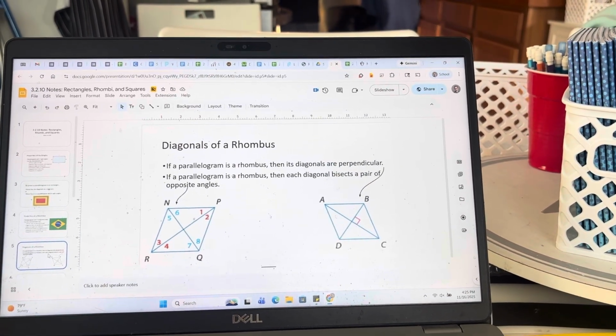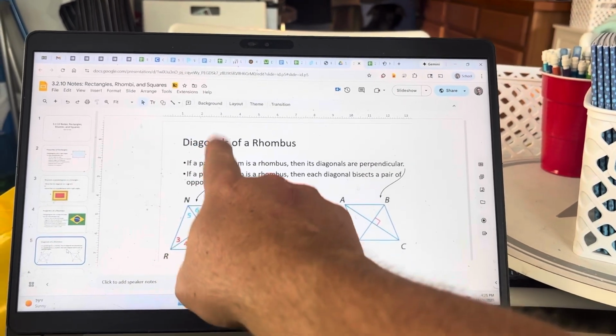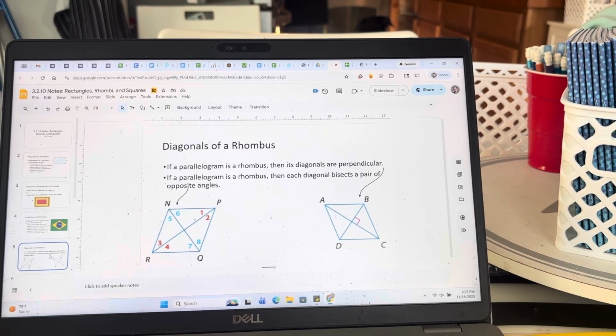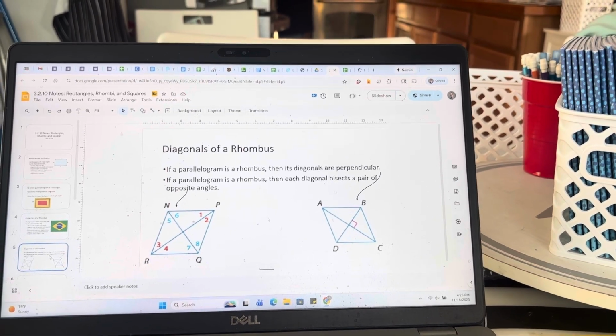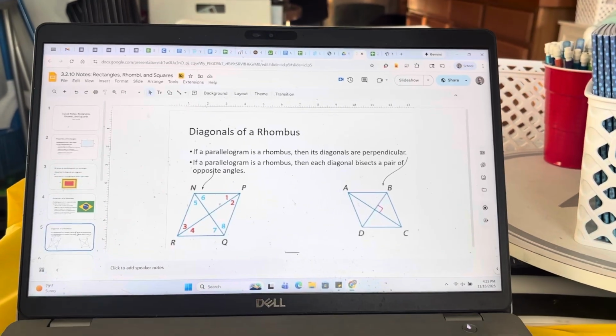So again, if a parallelogram is a rhombus, the diagonals are going to be perpendicular. These are the things that are specific to the diagonals. And if a parallelogram is a rhombus, then each diagonal bisects a pair of opposite angles. So here's the perpendicular, here's bisecting those opposite angles.